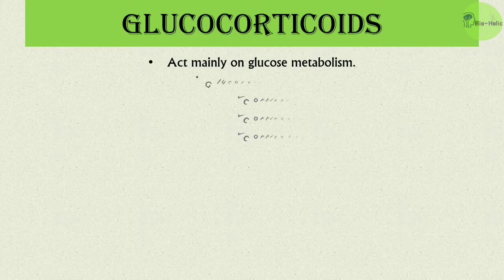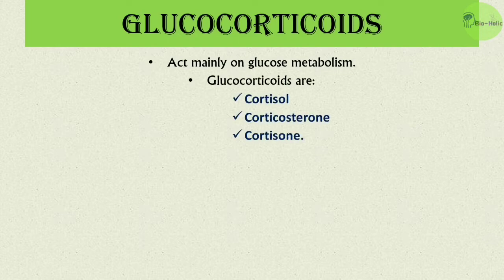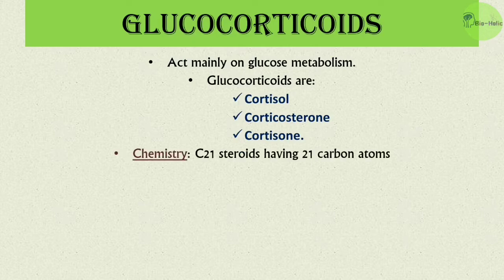Secondly, the glucocorticoids. They act mainly on glucose metabolism. Glucocorticoids are cortisol, corticosterone, and cortisone. Chemically, they are also C21 steroids, having 21 carbon atoms.